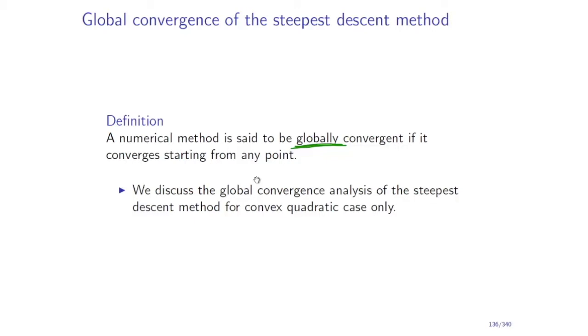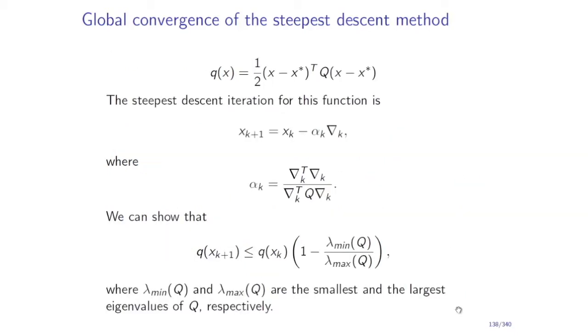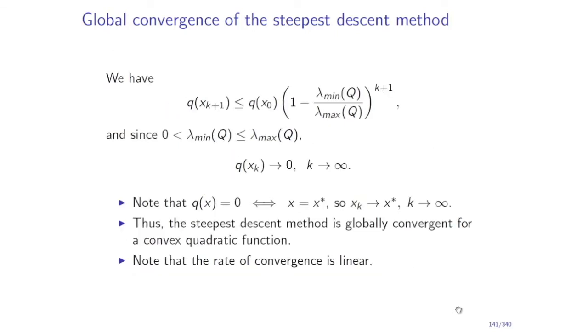It appears that we can show the global convergence of the steepest descent method, which is a great property, which is exactly what we are trying to achieve here. The convergence of the steepest descent method here is analyzed for the simple case of the convex quadratic function, but we'll skip the details and we'll just look at the final inequality from which the global convergence follows.